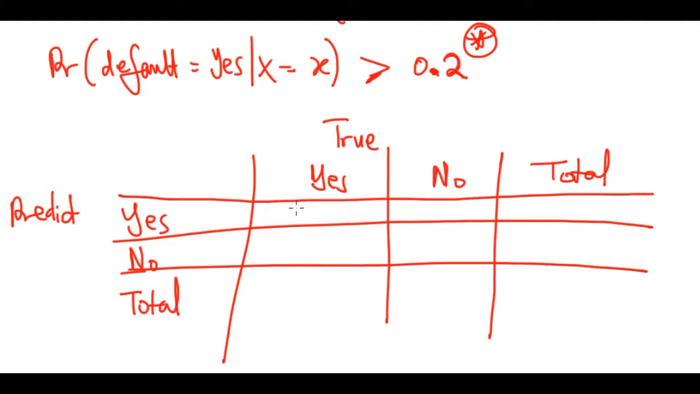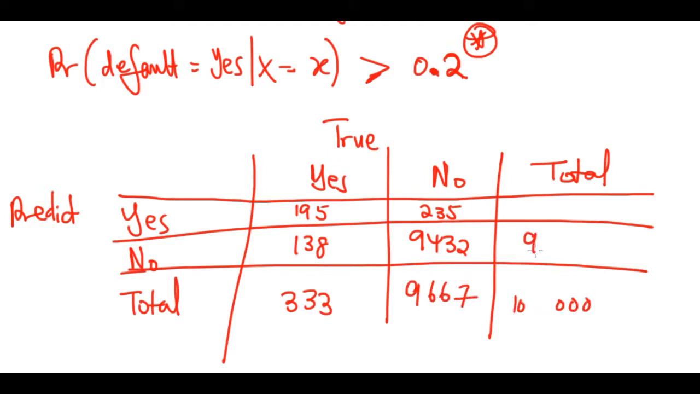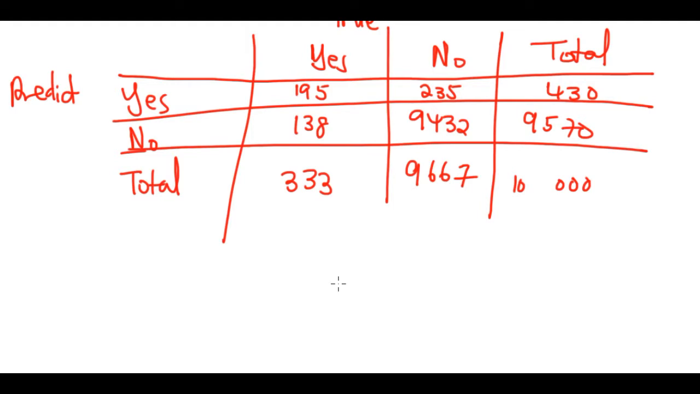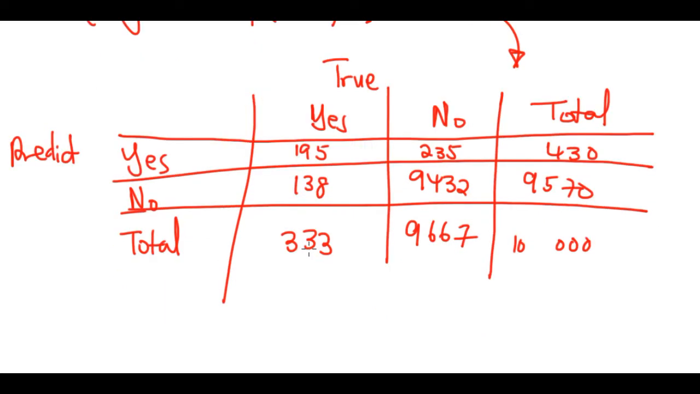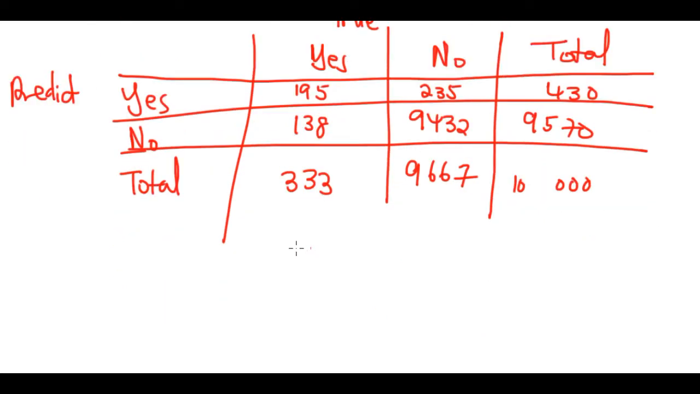For our yes, we're going to have 195, and here we're going to have 138, and here still 333 people. And then our no is going to change to 235, and then here it's going to be 9432, and then here it's still 9667. These are the 10,000 people that we had, with 9570, and here it's now 430. This is the result of changing the threshold to 0.2. Now LDA is going to predict that 430 individuals are going to default, and then these 9,500 are not going to default.